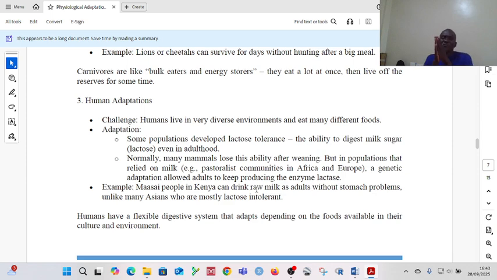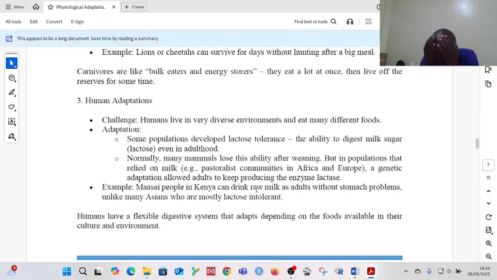You can think of pastoralist communities, for example in Kenya, the Maasai, the Turkana. They can drink raw milk as adults, and there will be no stomach upsets. But that is not true, for example, for a farming community or any other Asian population out there, which does not rely traditionally on animal keeping and milk use.